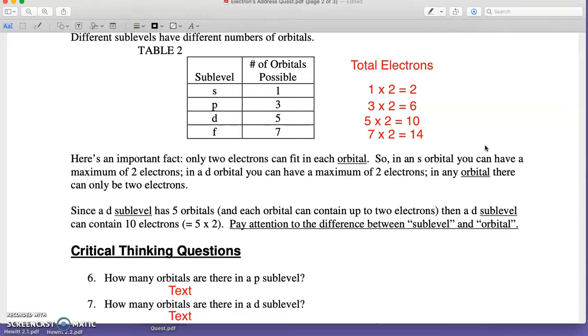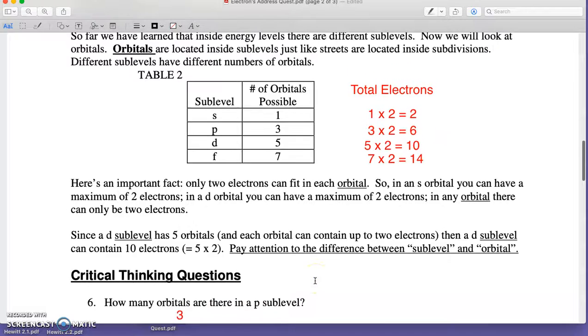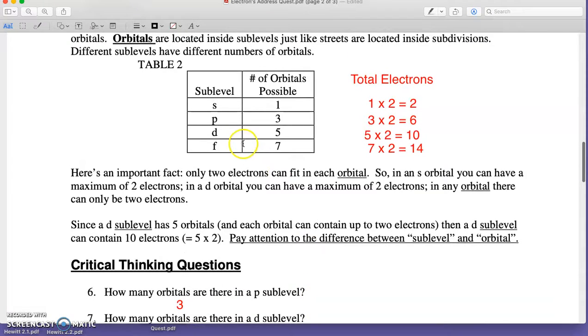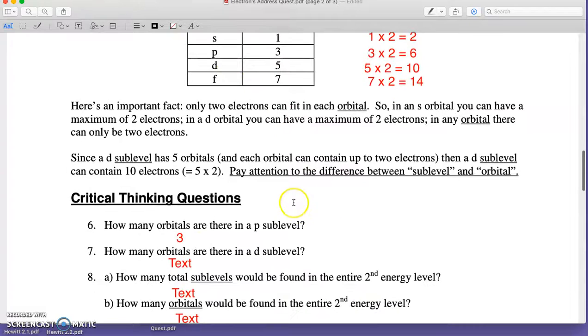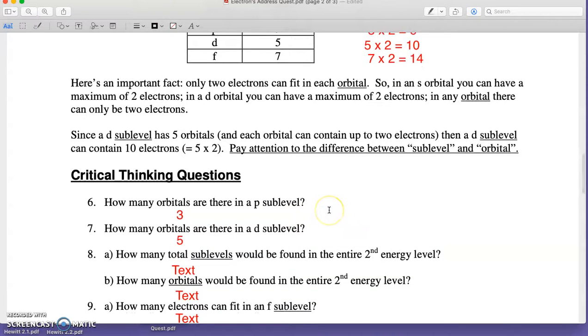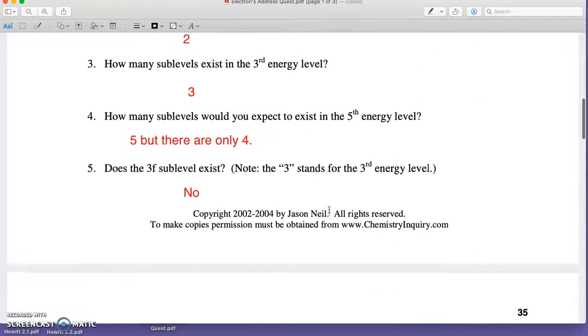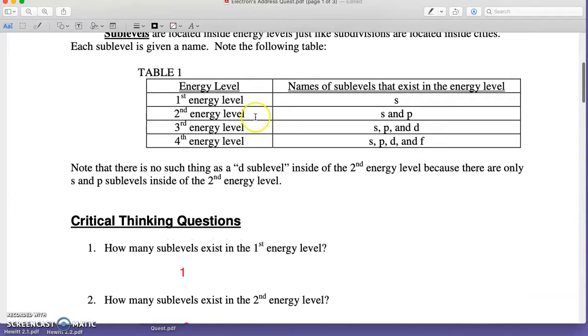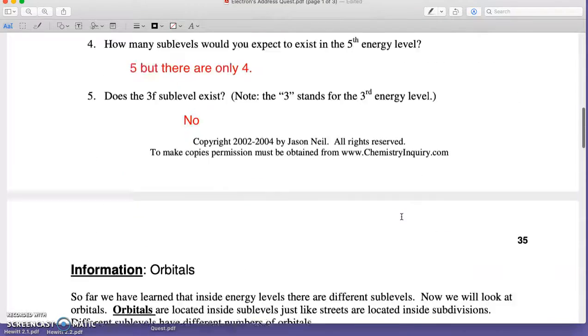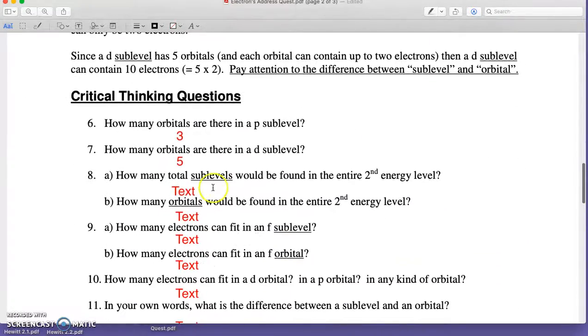How many orbitals are in the P sublevel? The P sublevel has 3 orbitals, so I would say 3. How many orbitals are in the D sublevel? The D sublevel has 5 orbitals. Now, how many total sublevels can be found in the entire second energy level? This requires me to go up here. In the second energy level, I can have S and P, so it's S and P sublevels. How many sublevels are there? There's S and P. That means there's 2.